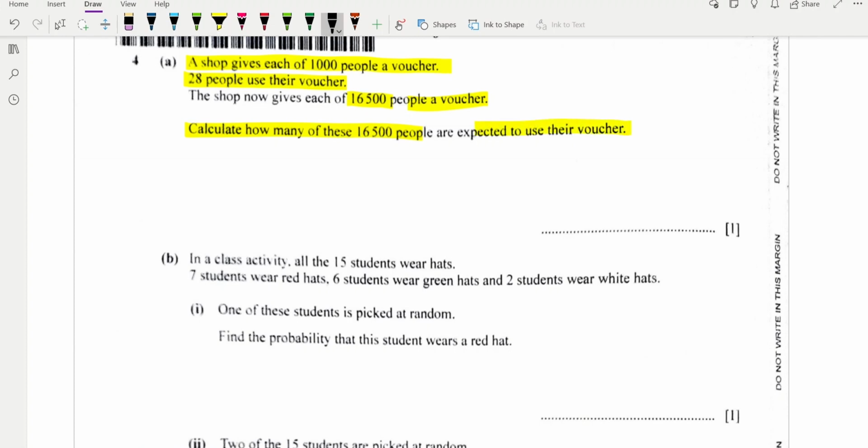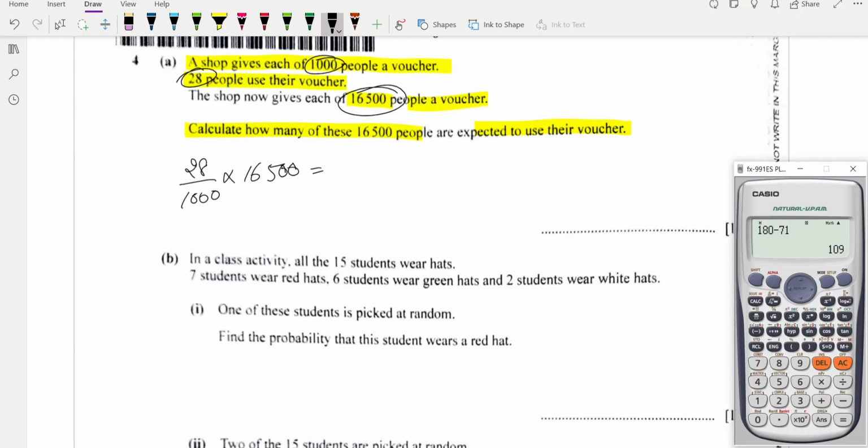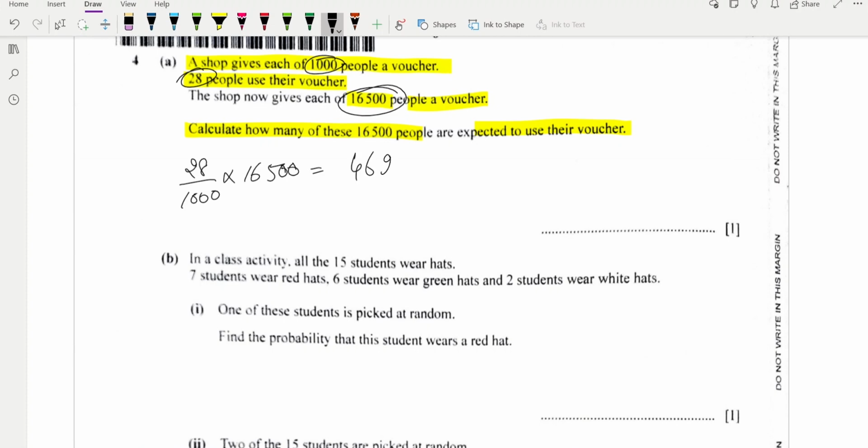So this one, 28 out of 1000 are using, so 28 out of 1000, and we'll have to check for this one 16,500, so multiply by 16,500. This will be 28 divided by 1000, multiplied by 16,500, and this is equal to 462 people. So 462, it's a 1 mark question, easy, straightforward.